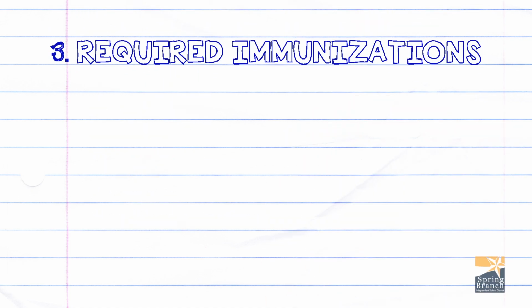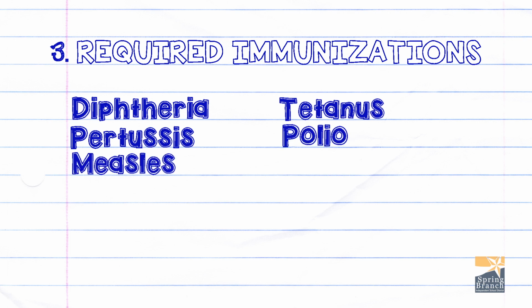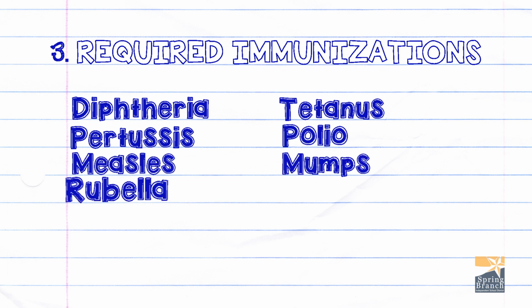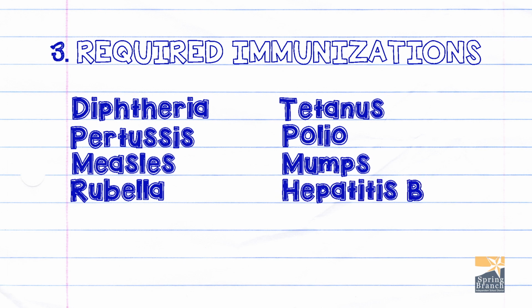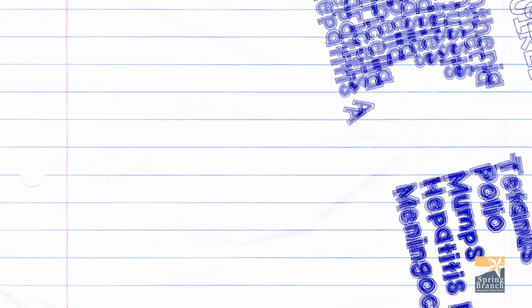The third thing you will need to provide are immunization records. Immunization requirements are set by the Texas Department of State Health Services and currently require all students to have the following immunizations: diphtheria, tetanus, pertussis, polio, measles, mumps, rubella, hepatitis B, varicella, meningococcal, and hepatitis A.